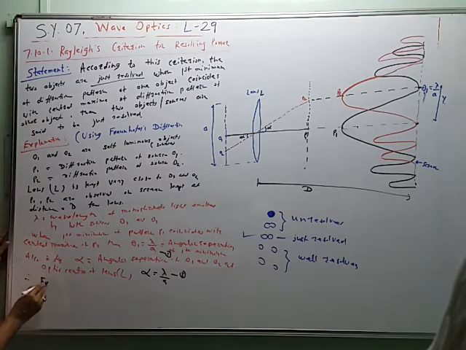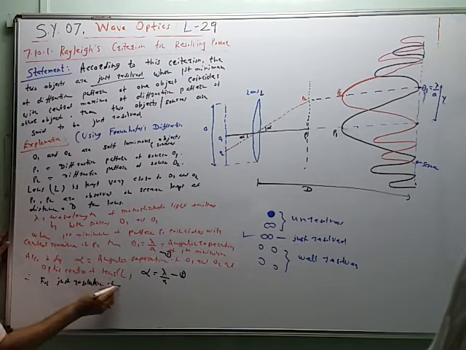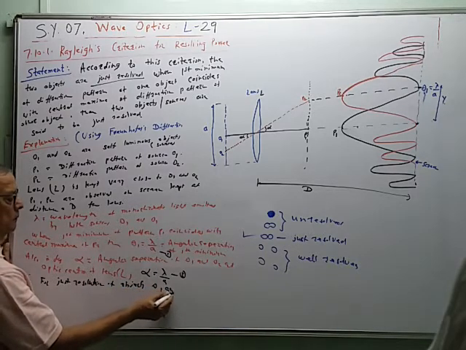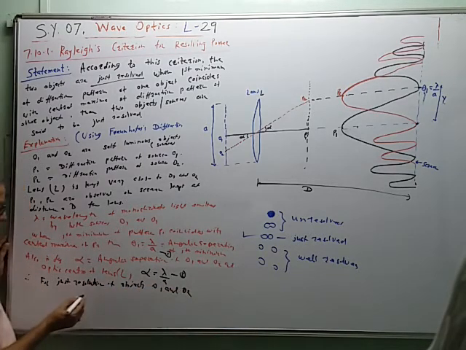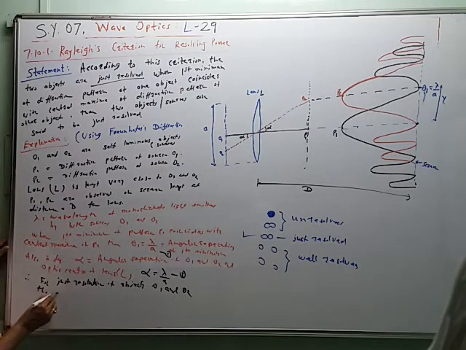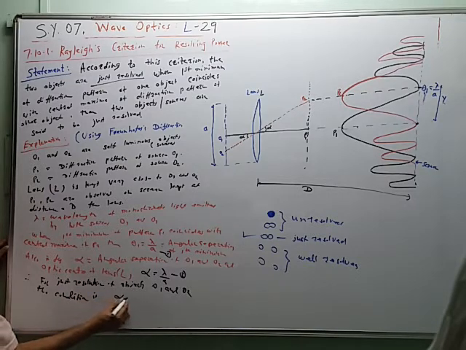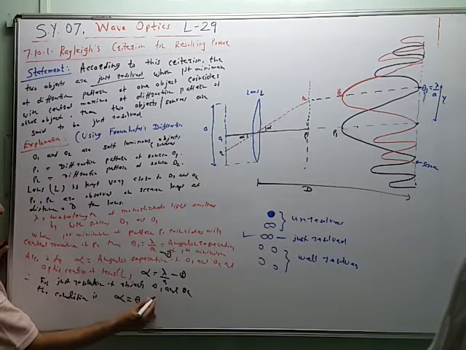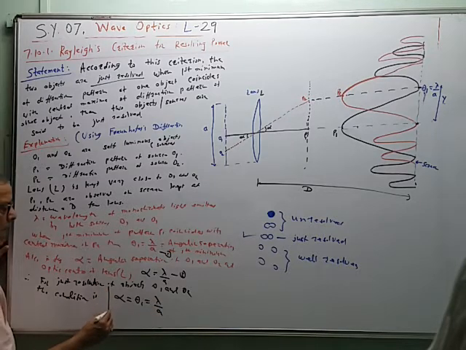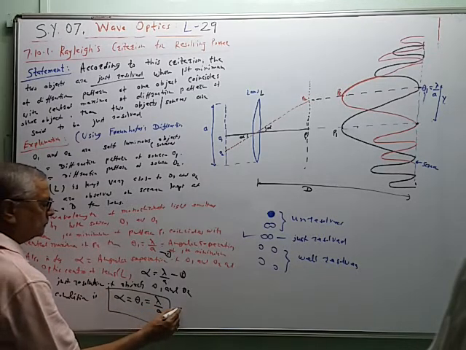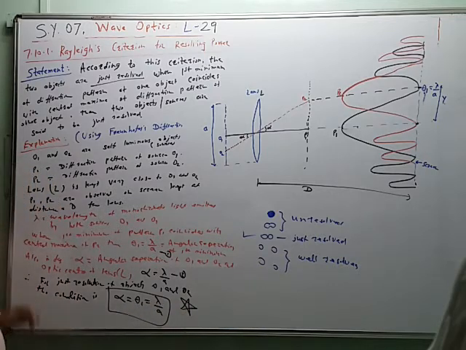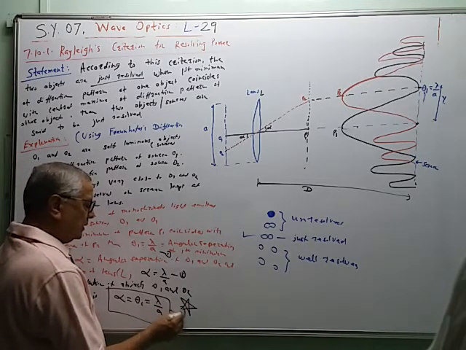So for just resolution of objects O1 and O2, the condition is alpha is equal to theta 1 is equal to lambda upon e. This is the criteria. This is equation 3.